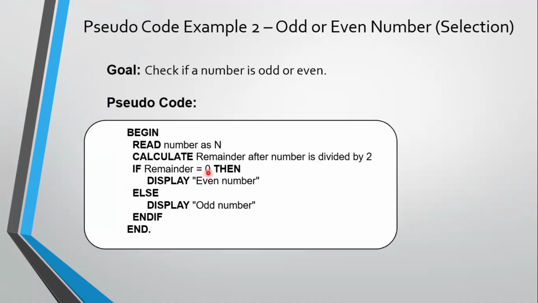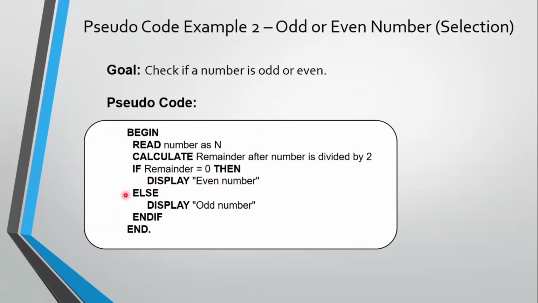Moving to another example. Now, let's look at a decision-making example, the selection control structure. We read the number and divide it by 2 to find what? To find the remainder, right? If the remainder is exactly 0, the computer follows the then path and says it's an even number.